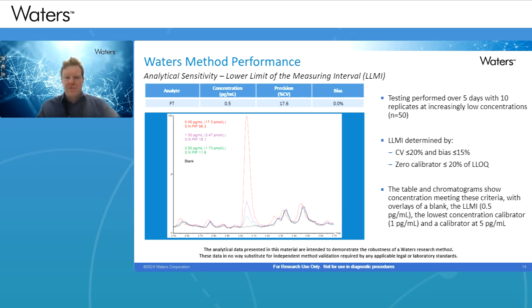In these overlaid chromatograms, the black trace is a blank sample, and the green trace represents the 0.5 picogram per milliliter LLMI concentration. The magenta trace is the 1 picogram per milliliter lowest concentration calibrator. And finally, the red trace is 5 picogram per milliliter. On each occasion, the blank sample concentrations were determined to be less than 20% of that of calibrator 1.